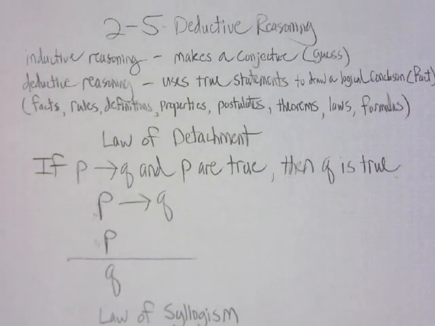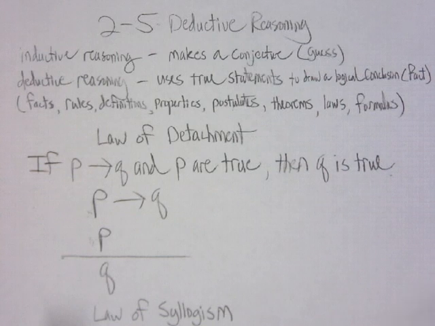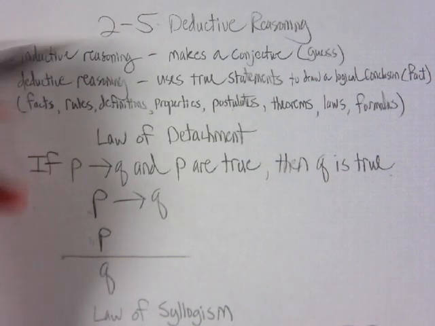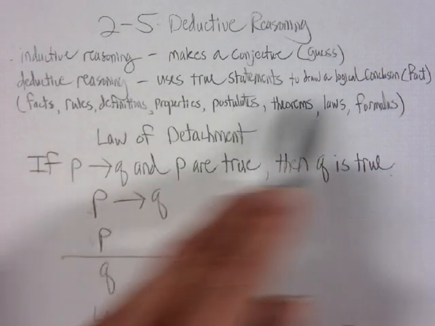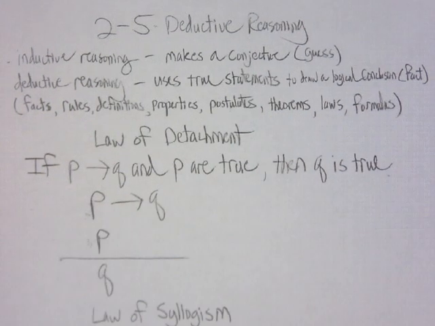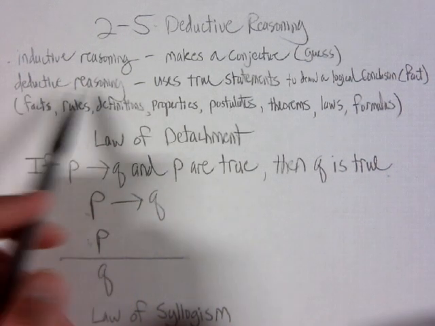So, just a reminder, inductive reasoning is when you make a conjecture or a guess about what you think is going to happen. And deductive reasoning, on the other hand, uses true statements to draw a logical conclusion that is a fact. So the basic difference between the two is inductive reasoning is guessing about what you think might happen. Deductive reasoning, that conclusion arrives at a true statement, a fact. All right? So there's no debating whether the conclusion is true or false in deductive reasoning.